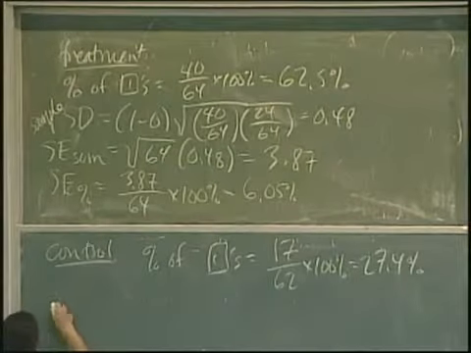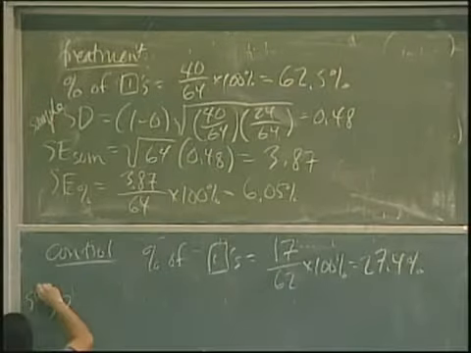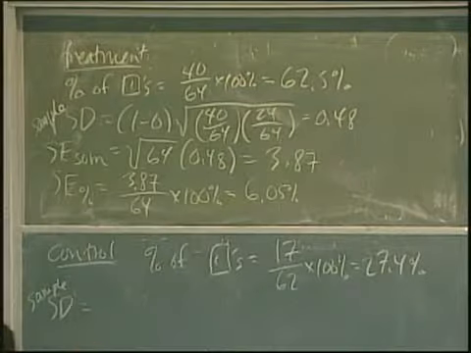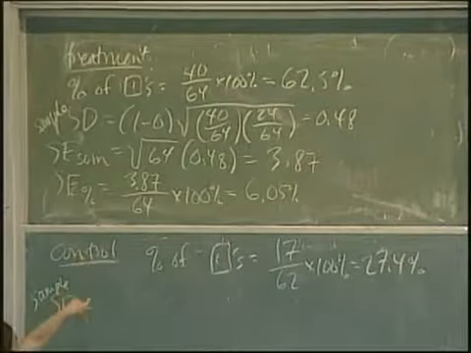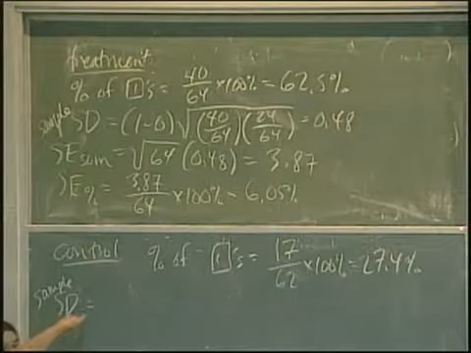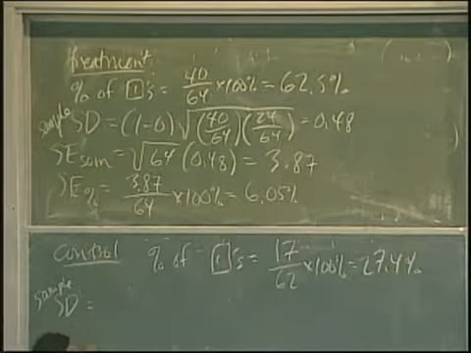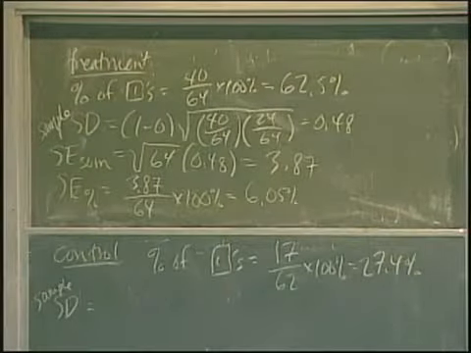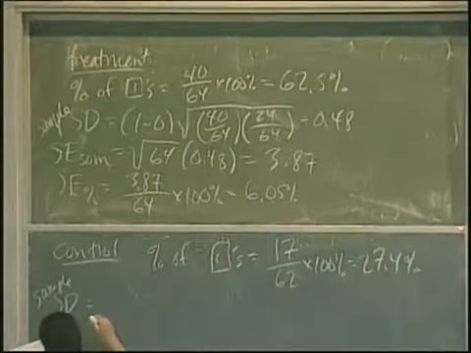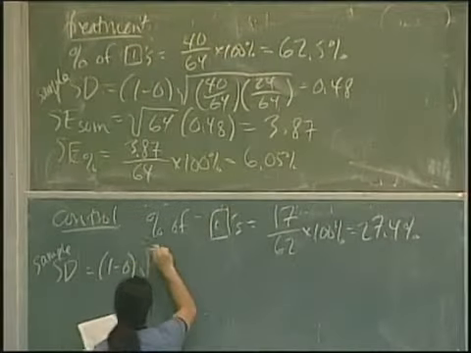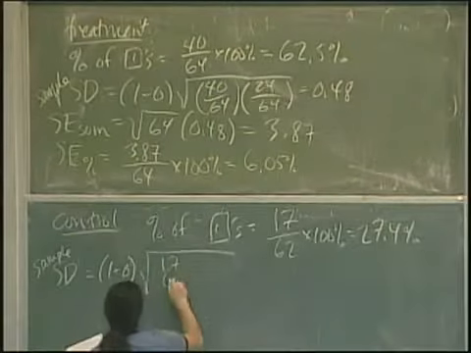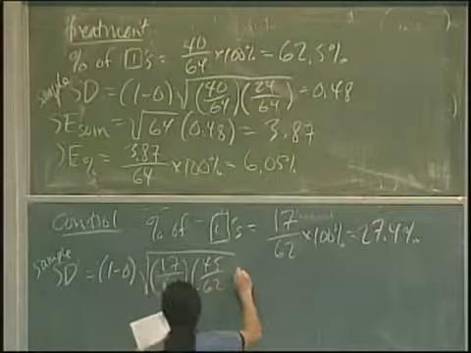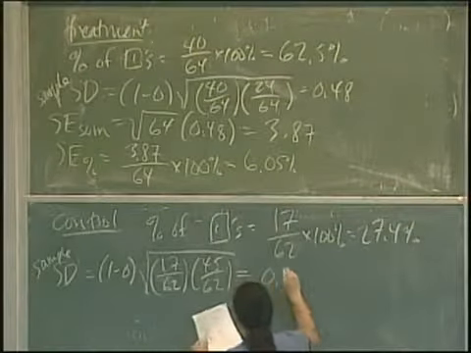And SD, this is again the sample SD. So you might think of this as, up there I'm estimating the SD of the A's. Here I'm estimating the SD of the B's. There are a bunch of A's on the left-hand side. So we're doing the SD of these compared to the SD of these. And so here the sample SD is 1 minus 0 times square root of 17 over 62 times 45 over 62, which is 0.446.